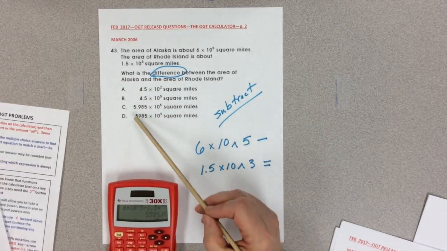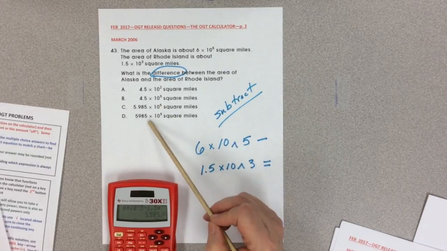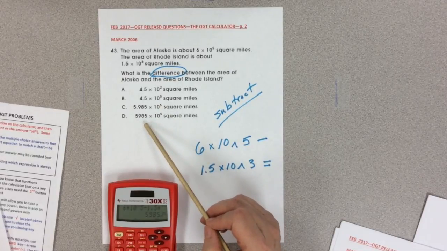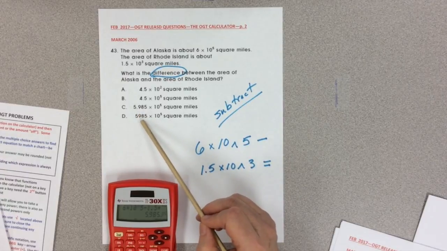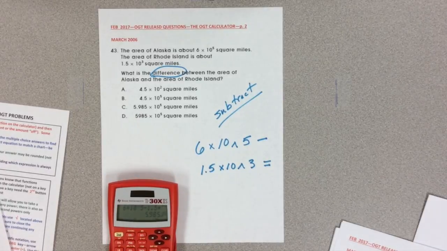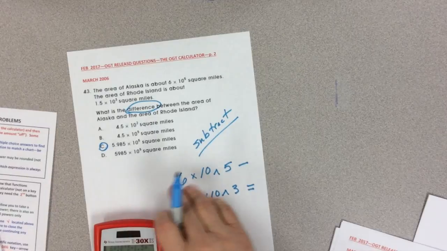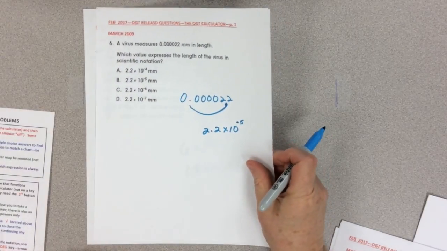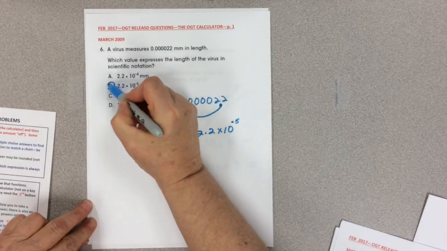So be careful, this is 5.985 exponent 5. This does not have the decimal. True scientific notation should have that decimal in there. You can't have that many numbers without having a decimal point. So our correct answer is C. And excuse me, I notice I didn't mark the correct answer on this one, which was B.